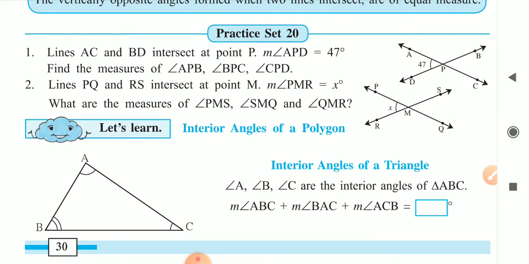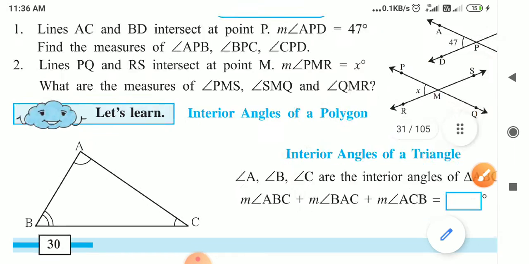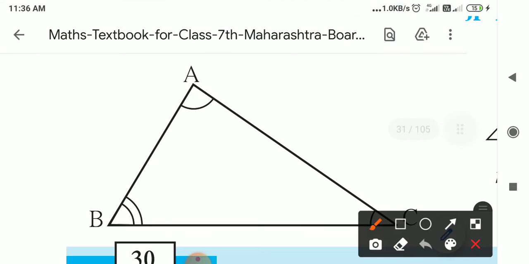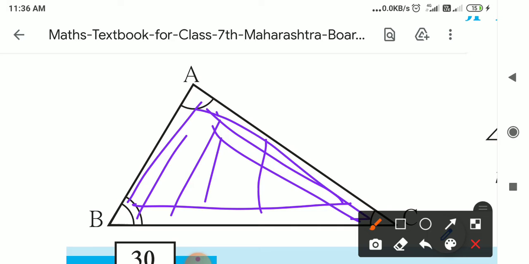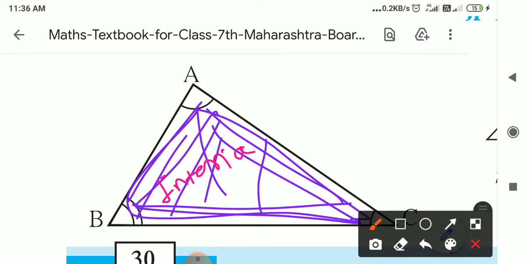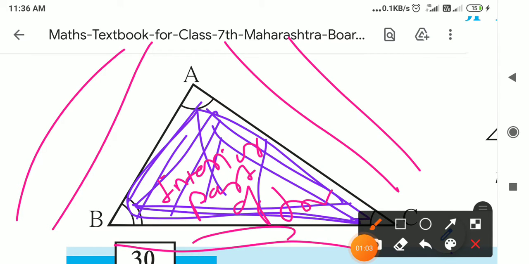Here angle A, angle B, angle C are the interior angles of triangle ABC. As I told you before, the part which is present inside these three arms of a triangle is called the interior part of the triangle. And the part which is outside is called the exterior part of the triangle.